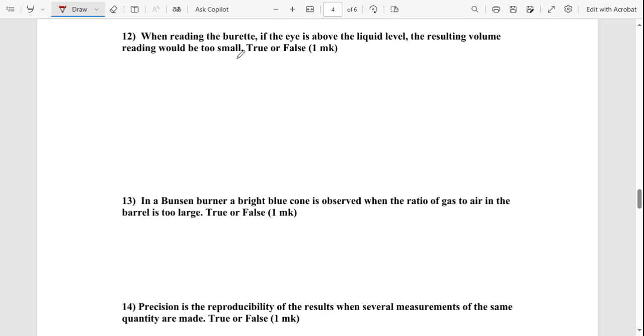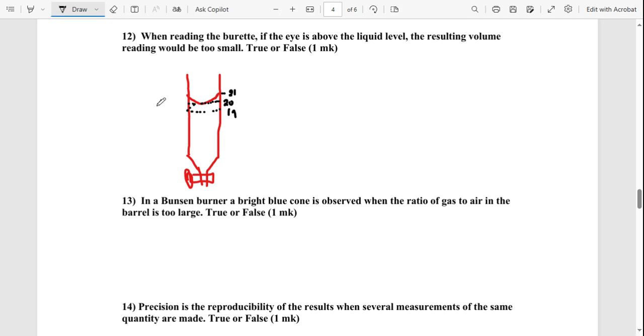Number 12 is saying, when reading the burette, if the eye is above the liquid level, the resulting volume reading would be too small. True or false? So a burette, something like this. I've got a tap down here for a burette. And then normally the liquid here is going to have a meniscus. And then for the readings, you have got different values that you can read. So I've got the value on this level, let's say is 20. Then you have got a value that is here, let's say is 21. Then you also have a value that is a little lower, let's say is 19.